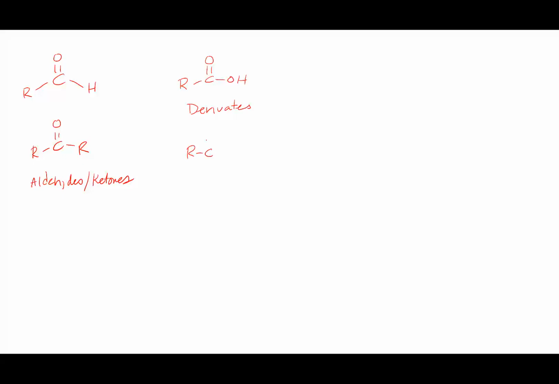But first of all, we have carboxylic acid chlorides. We have the carboxylic acid anhydrides. We have esters. And we have amides. So amide, ester, anhydride, and acid chloride.